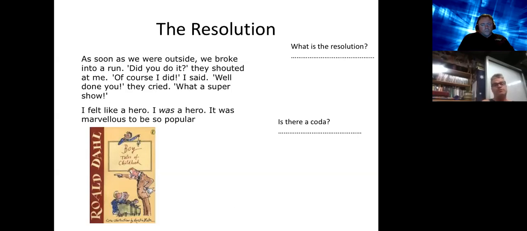What happens to Thwaites and young Dahl when they get found out? There's a clue in that book at the bottom left story there where it says, "Boy, tales of childhood." So what do you think might happen? This could be a prediction activity to keep you reading.